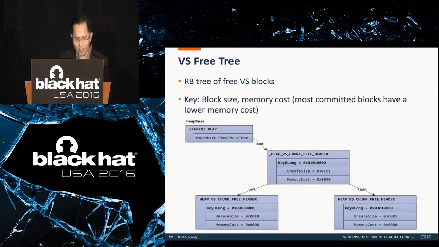So similar to the backend, VS also has a free tree for tracking the free VS blocks. The nodes of the free tree are the free VS blocks' headers, and the key for inserting nodes to the free tree is the ID word size value, in which the high word is the size of the block here, 0101, 00F8, and then 03001. And the low word is the memory cost, which I previously discussed. The more committed portion of the block, the lower the memory cost is. So similar to the backend, the key is set up that way so that when searching for free VS blocks, a best fit search is done with the most committed blocks given preference. In other words, if two VS blocks with equal size will fit the allocation request, the most committed block will be selected.